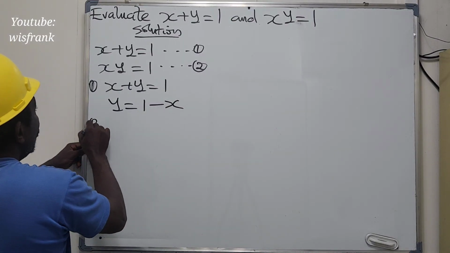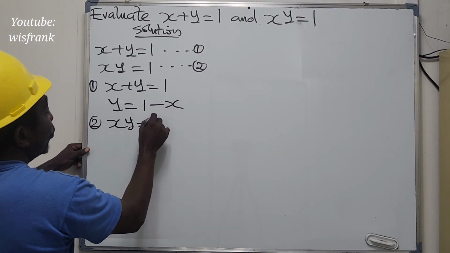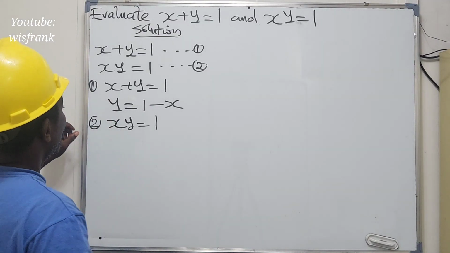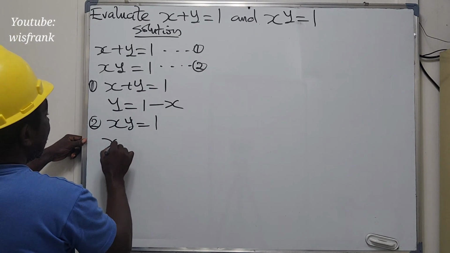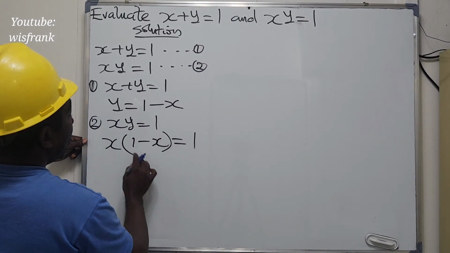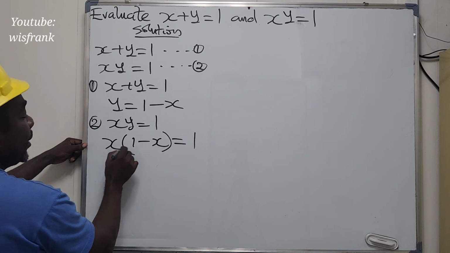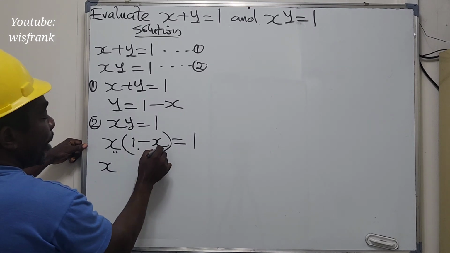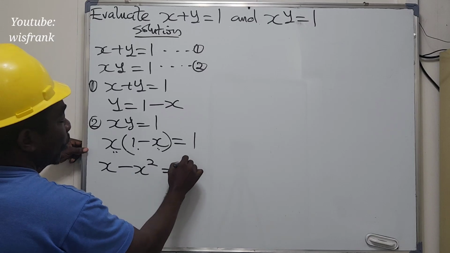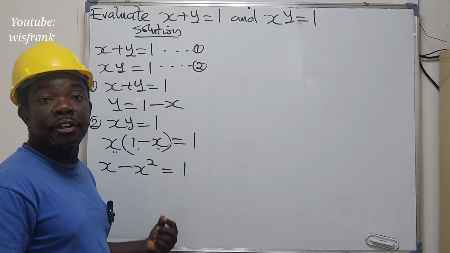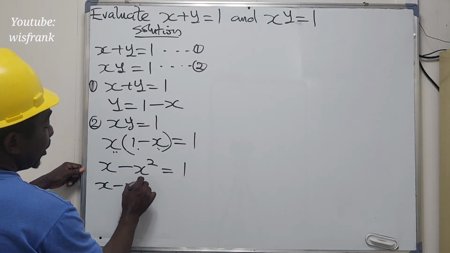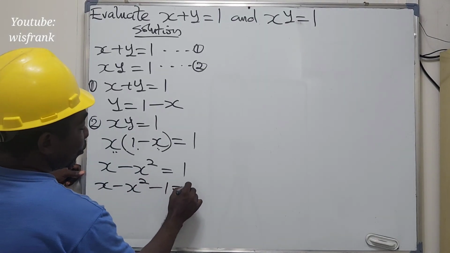So from equation 2, we have xy equals 1. We are going to substitute the value of y in equation 2. So this will give us x times (1 minus x) equals 1. So expanding this, we have x times 1 is x. x times minus x, we have minus x to the power of 2. We have all equals 1. You can transpose everything to the left-hand side. So this will give us x minus x to the power of 2 minus 1 equals 0.